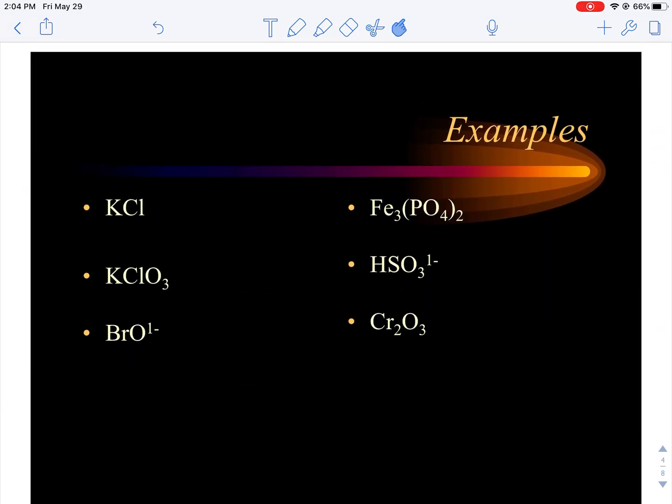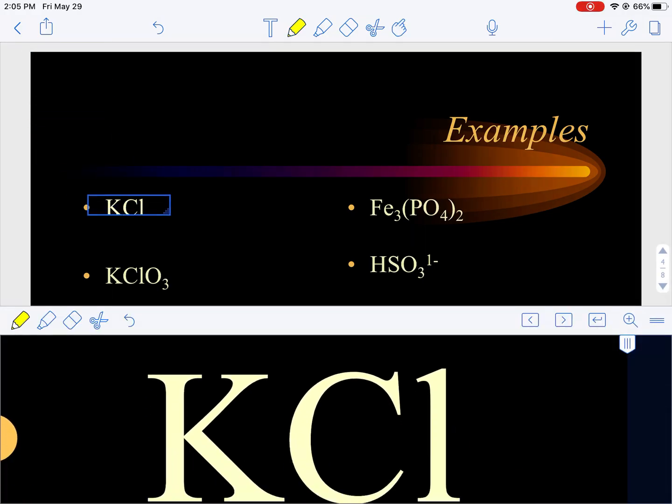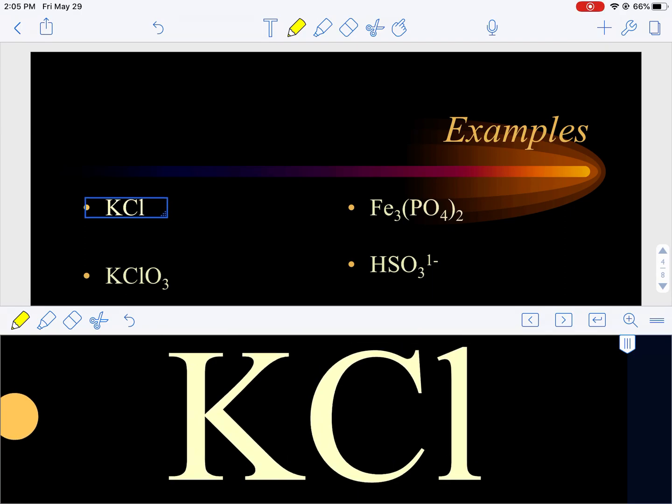We'll work through 6 examples as part of our classwork, and then you'll have a chance to practice for homework. Again, the rules are not meant to be sequential. You don't take them one step at a time. You have to look at all the rules together and sort of deduce what your starting point is going to be. All right. My first example is KCl, potassium chloride.